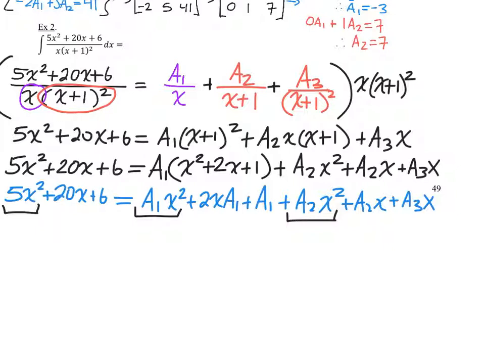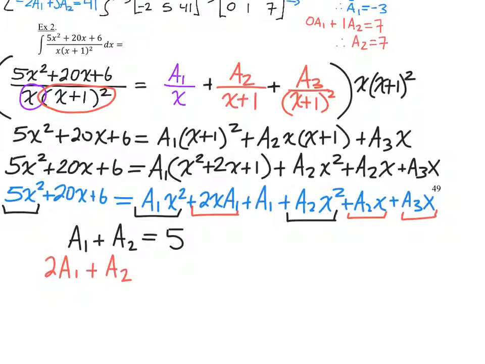All right, a sub 1 and a sub 2, those are the ones that have x squared associated with them. Those have to add to equal x squared. 5x squared. So a sub 1 plus a sub 2 should be equal to 5. The ones that have x's attached to them, those would be 2a sub 1, a sub 2, and a sub 3. Those have to add to equal 20.